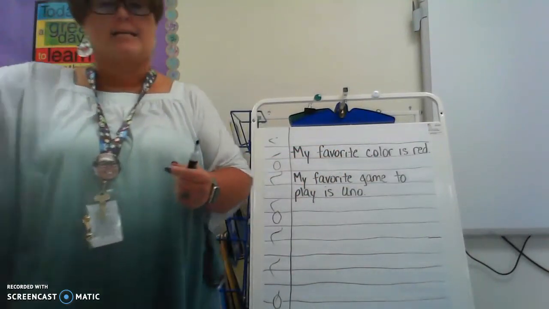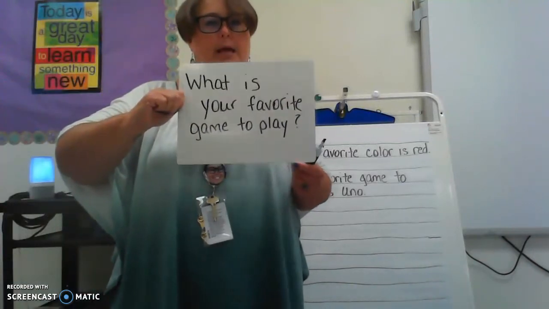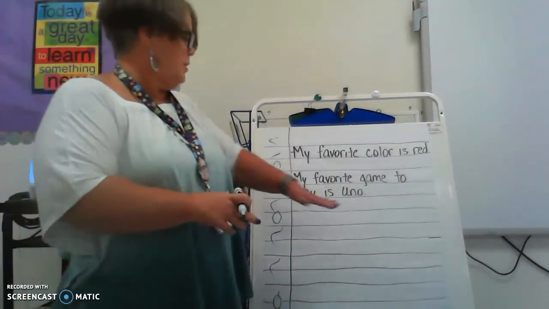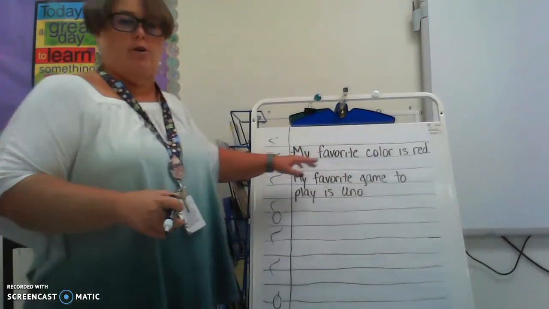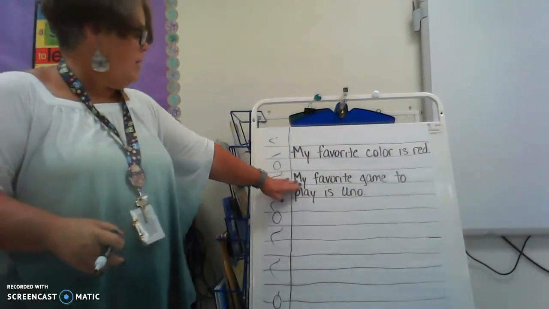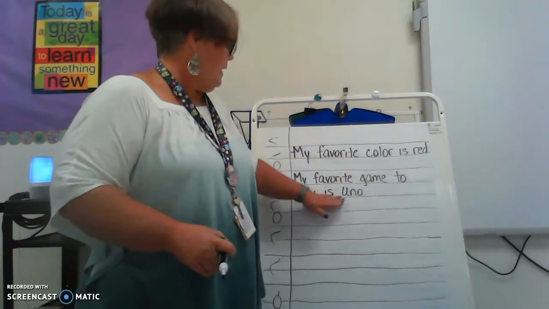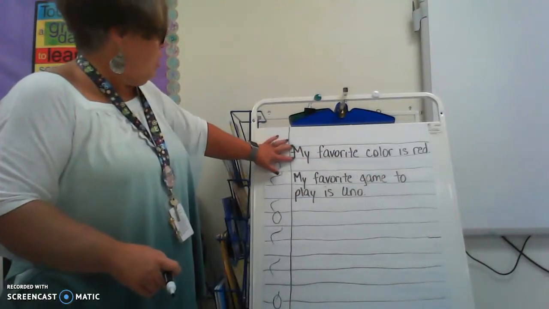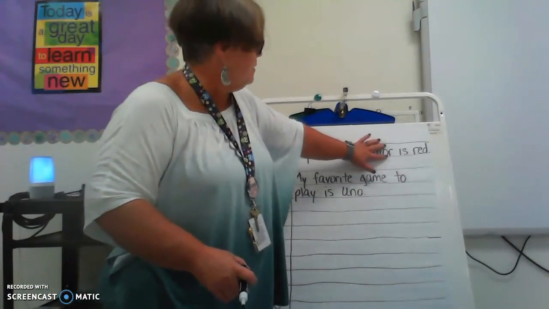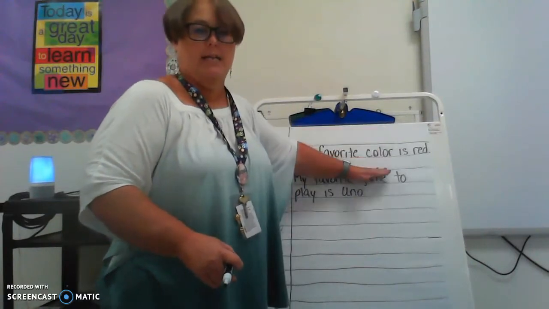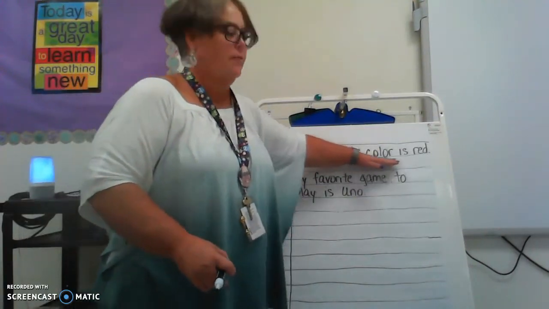When I was asked, what is your favorite game to play? I did not just put Uno. I wrote a whole sentence. Started with a capital. My favorite game to play is Uno. And see how I'm keeping all my letters in the lines? I don't go above the line. I don't go below it. I keep it right on the line.